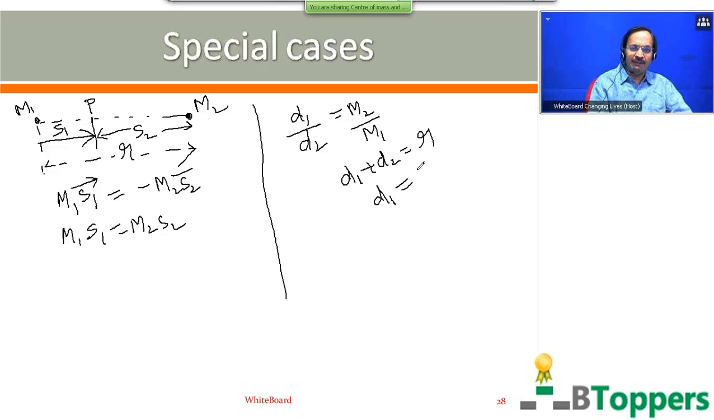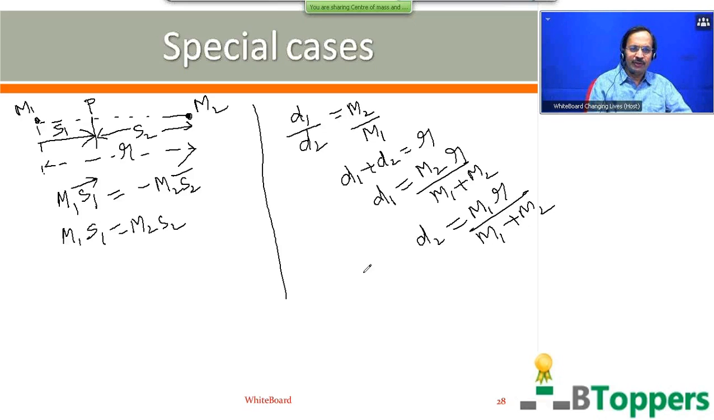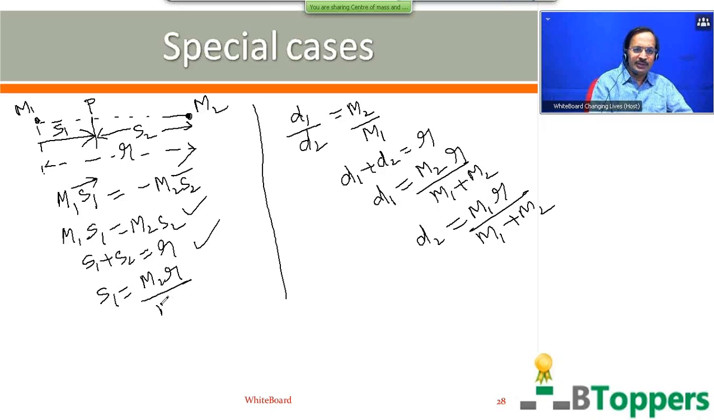And the initial distance of m1 from the center of mass of the two particles will be equal to m2 r by m1 plus m2. This calculation I explained in the previous class. The initial distance of the second particle of mass m2 from the center of mass is m1 r by m1 plus m2. You can observe from the figure on the left side, s1 plus s2 equals r. And you solve these two equations. You get s1 equal to m2 r by m1 plus m2, and s2 equal to m1 r by m1 plus m2.